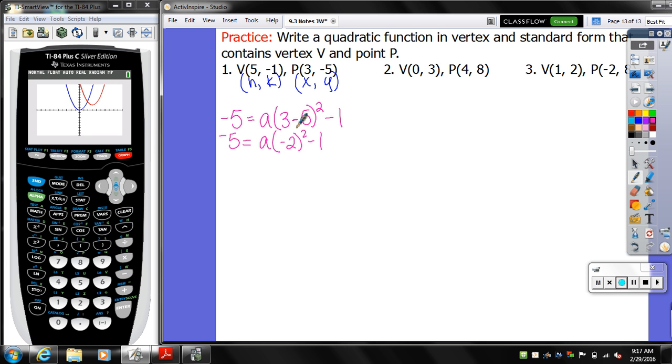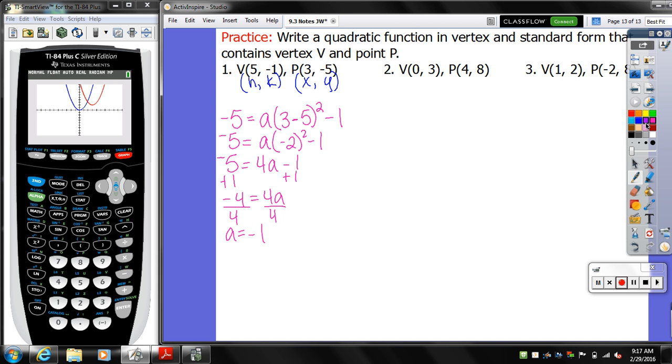Remember, if you square a negative inside of parentheses, it's really a positive. So we have negative 5 equals, that's going to be 4a minus 1. So I'm going to plus 1. Negative 4 equals 4a. So a equals negative 1.